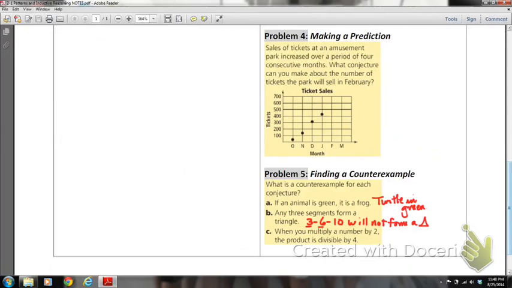The last one states that when you multiply a number by 2, the product is divisible by 4. So let's look at, once again, lots of examples of this, but one example is that 3 times 2 is equal to 6, but 6 is not divisible by 4.